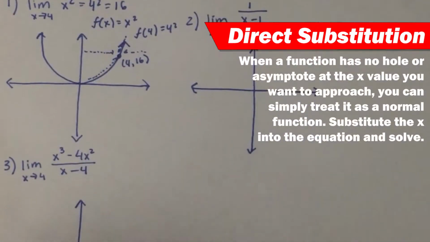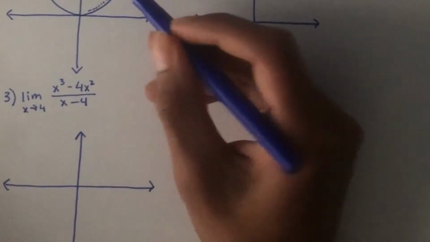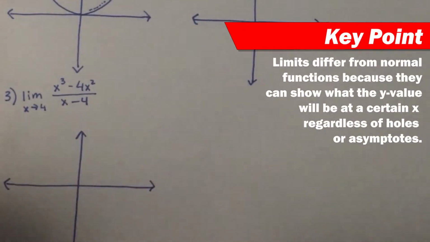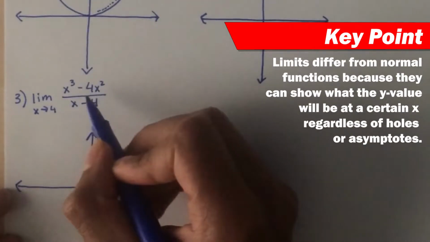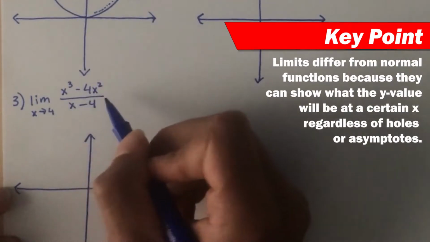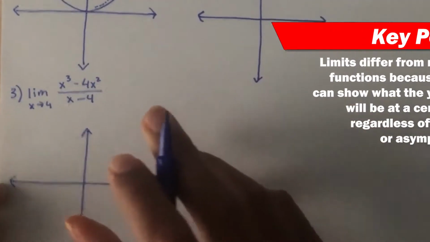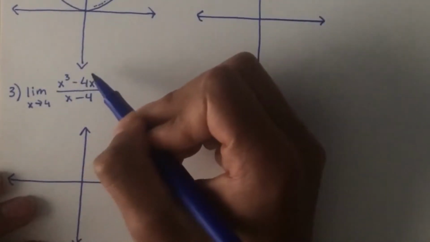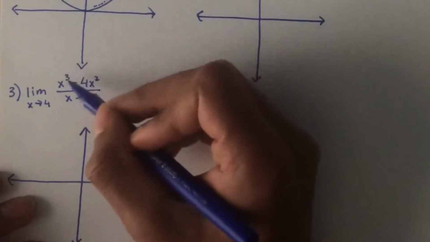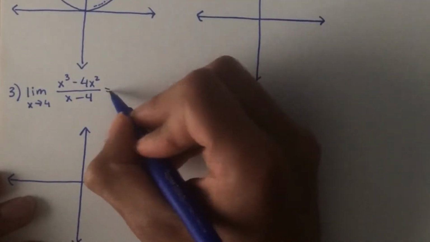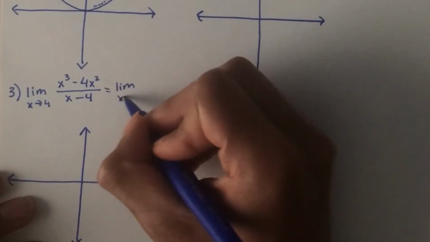And so we're actually going to jump to example 3 because I think it really highlights how sometimes this point can't be defined. So looking at this, we have the limit as x approaches 4 of x cubed minus 4x squared over x minus 4. And oh, wait a minute, that looks quite complicated. Let's look at what we have. What common factors do we have? We have x squared, right?